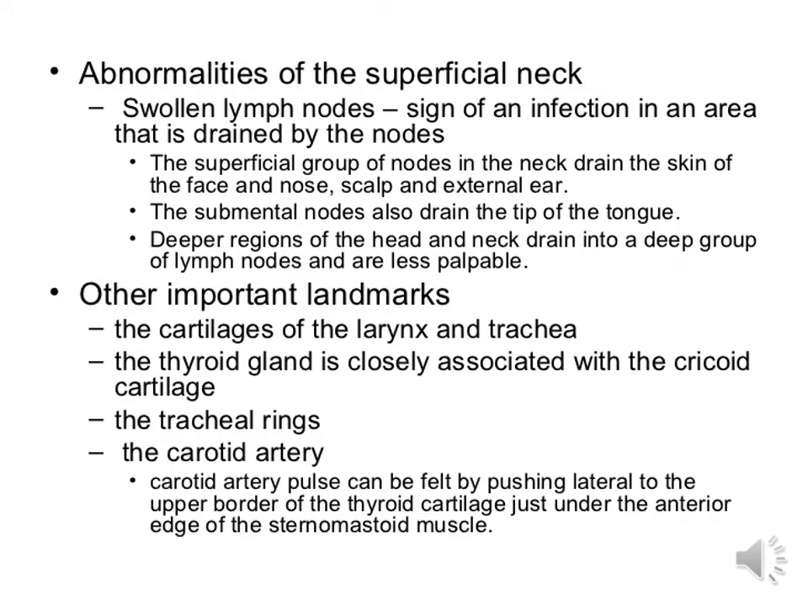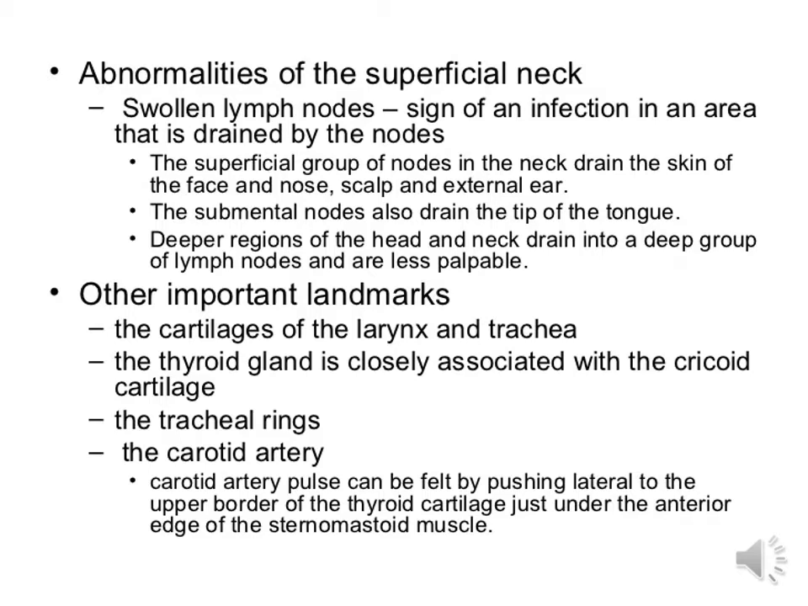There are certain abnormalities within the superficial structures of the neck. The most important is swelling of a lymph node, a sign of infection in an area that is drained by the node. The superficial group of nodes in the neck drain the skin of the face, nose, scalp, and external ear. The submental lymph nodes also drain the tip of the tongue. Deeper regions of the head and neck drain into deeper groups of lymph nodes and are less palpable.